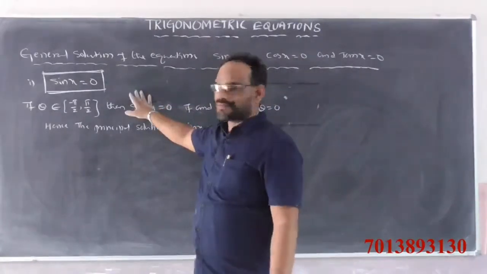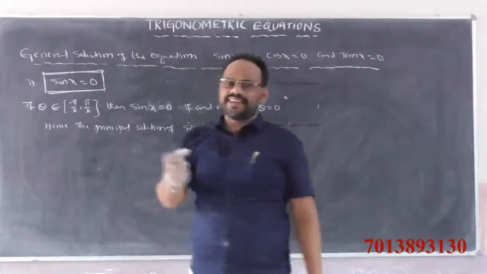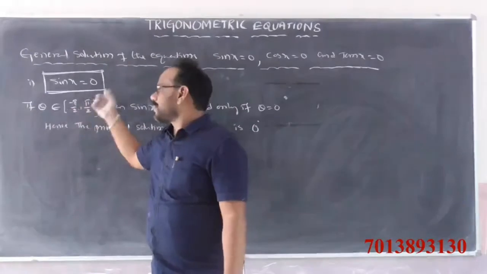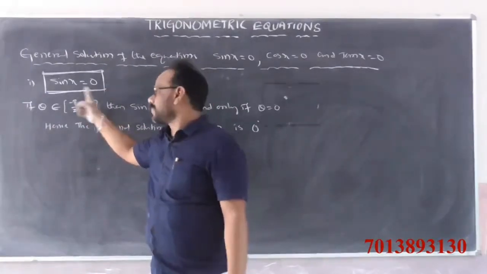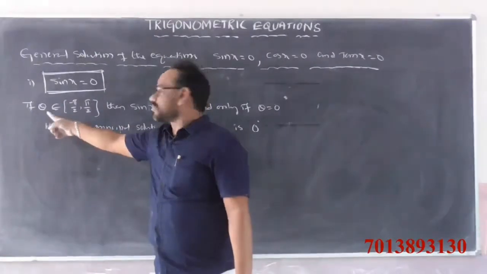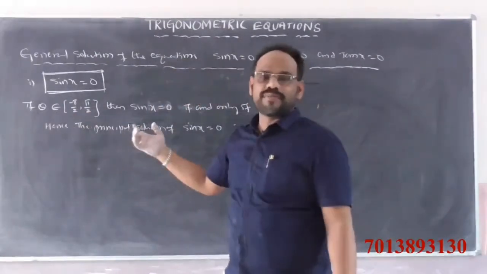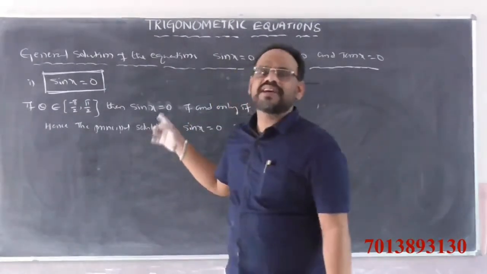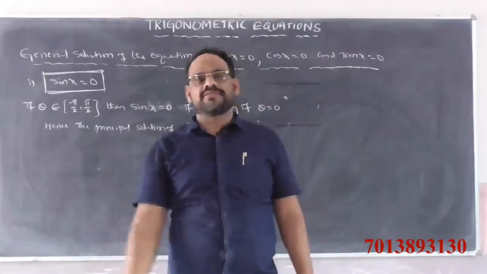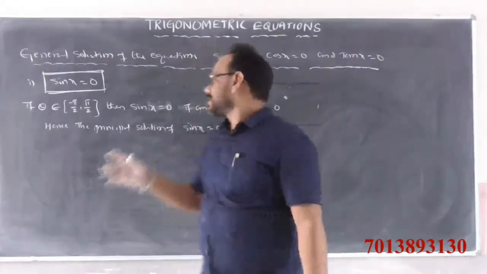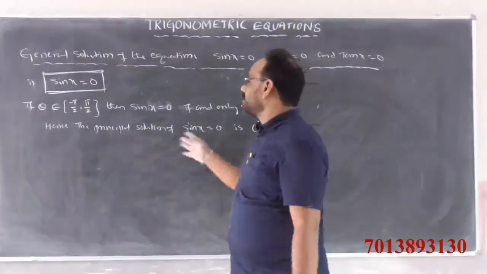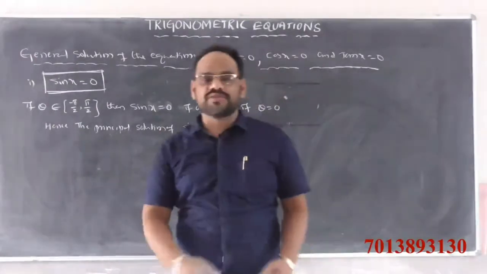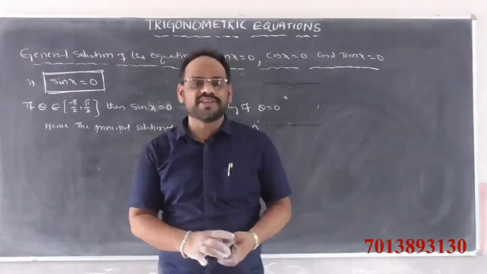Observe here, the solution may be theta, which belongs to a unique value. Theta is the principal solution of the given trigonometric equation, so theta compulsorily lies in the closed interval minus pi by 2 to plus pi by 2. Then sin x equals 0 if and only if theta equals 0, since sin 0 is nothing but 0. Hence the principal solution of sin x equals 0 is 0.